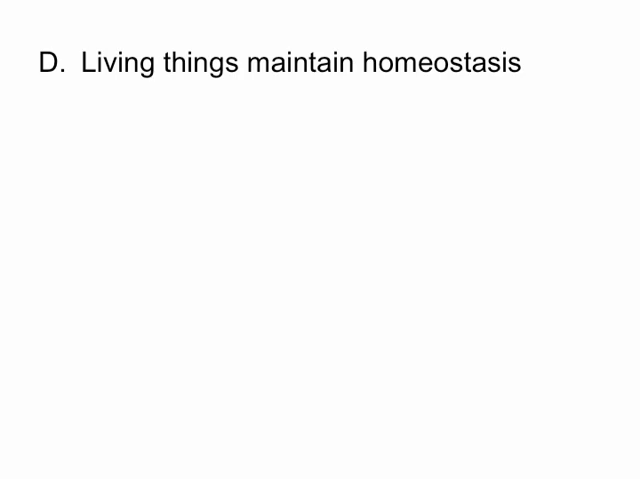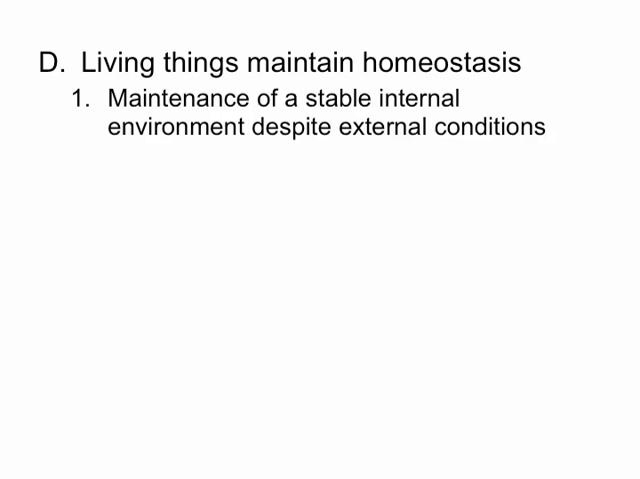Living things also have the ability to maintain something called homeostasis. Homeostasis, by definition, is the maintenance of a stable internal environment despite external conditions. Body temperature is a really easy way to think of homeostasis. So, for example, you maintain a body temperature of 98.6 degrees.